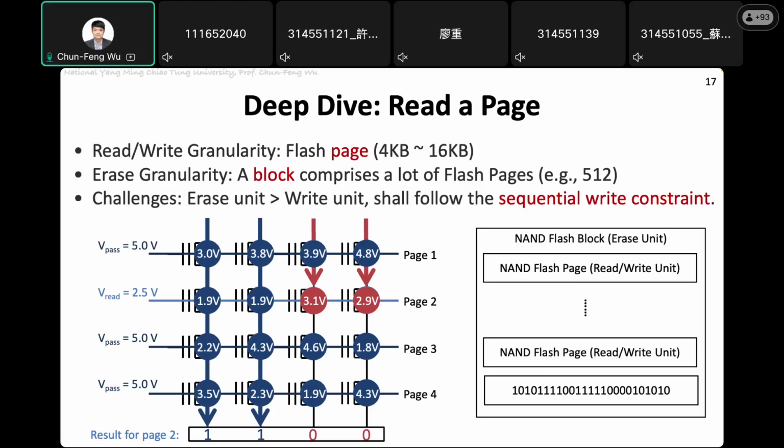好，下次。All right, so let's come back. Okay, so we say the erase unit is 512 times larger than the write unit.